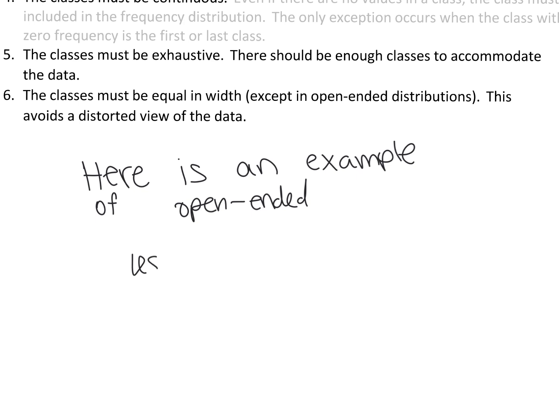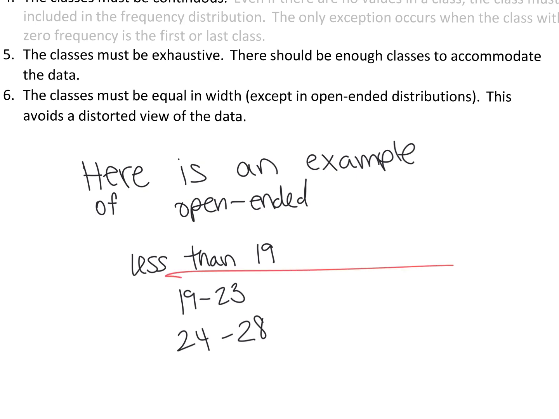That would be like if we had less than 19, and then we did 19 through 23, 24 through 28, etc. This would be considered open-ended because less than 19 would just be anybody that was less than 19, which would include a variety of ages. All right, so that's what they mean by open-ended, that the classes must be equal except in open-ended distributions.